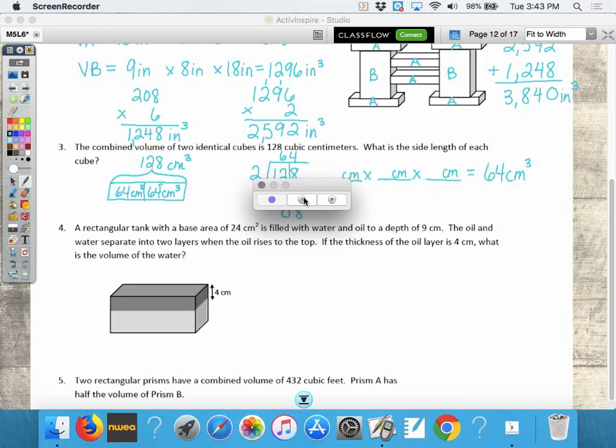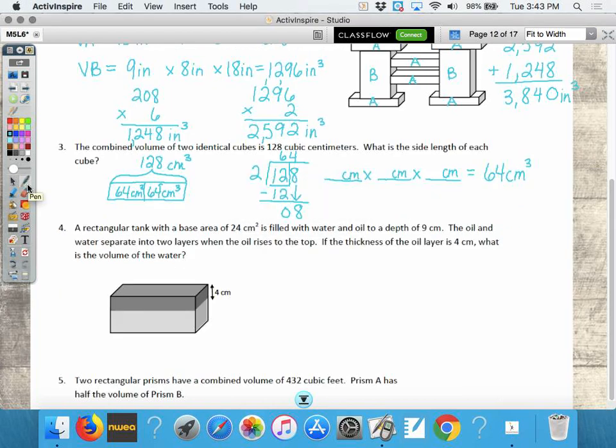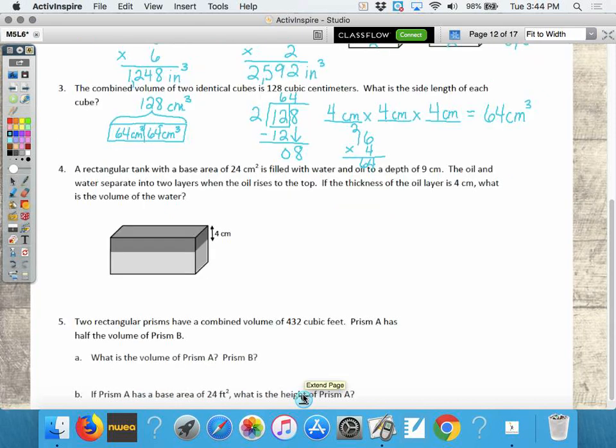Okay, what'd you come up with? Let's see if this works. 4 times 4 is 16. 16 times 4 is 64. So the answer is the side length of each cube is 4 centimeters. Let's take a look at number 4 and then we'll do the exit ticket.